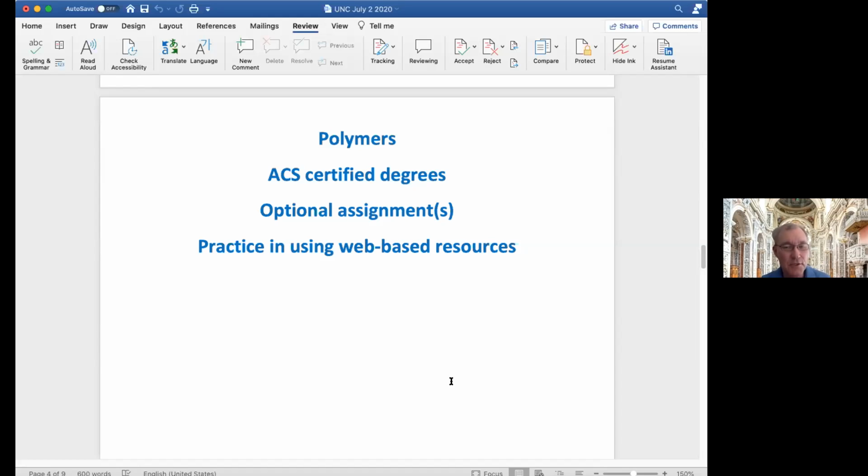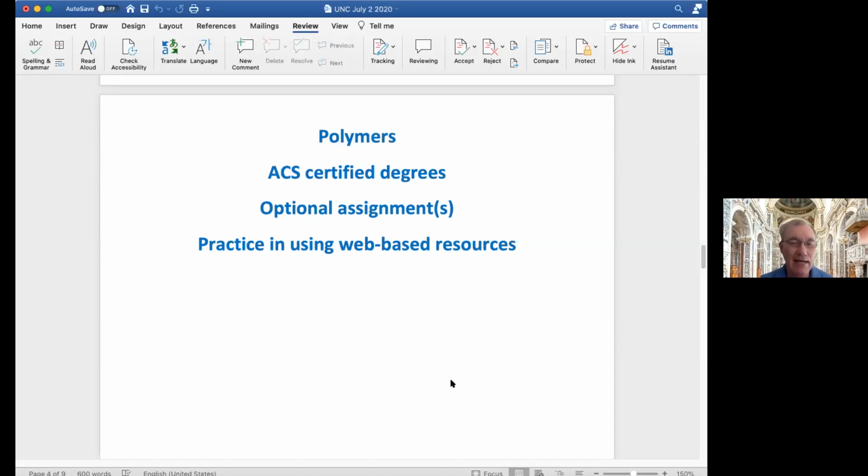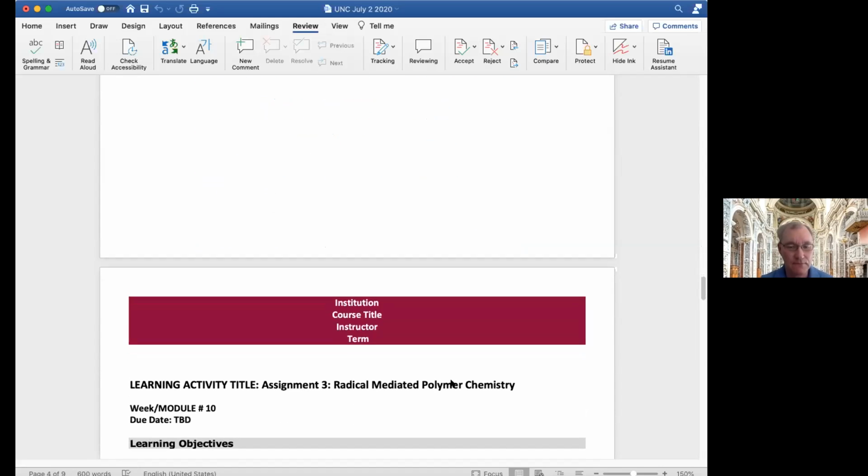And so the polymer sections are really sort of more optional assignments, but they should probably be included if you're teaching as part of an ACS certified program. And this also will introduce students to direct connections between organic chemistry that's a little bit more abstract in the course and in the real world, and will also provide them with some practice in using web-based resources.